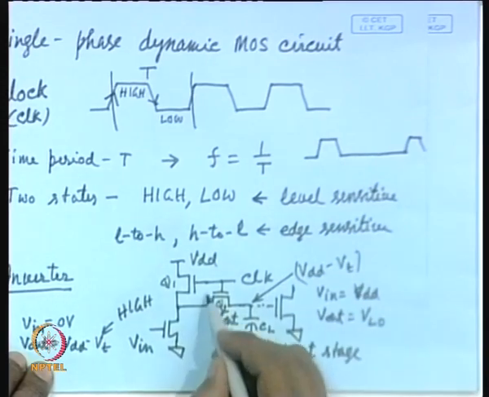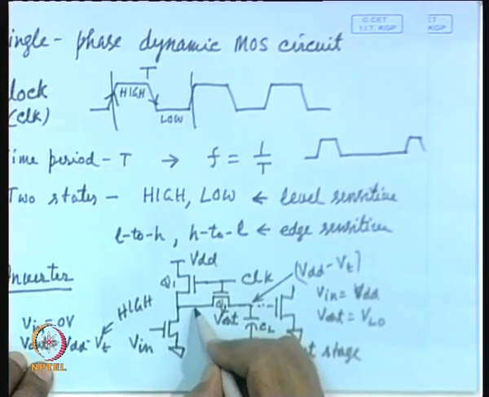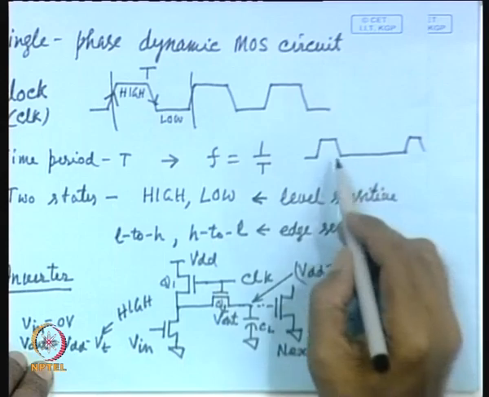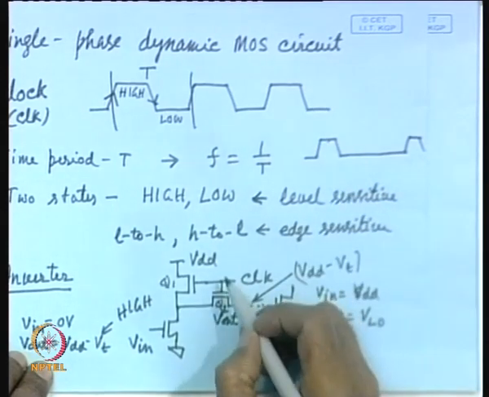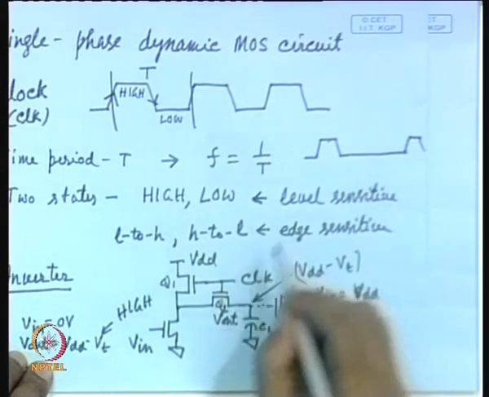Earlier, irrespective of the presence of clock, as long as output was low, there was power dissipation in static NMOS circuits. But in this particular case, only when the clock is high and the output is low, then there is static power dissipation. So, the static power dissipation is reduced to a great extent, but there is static power dissipation and it is ratioed logic, but the static power dissipation is much lower compared to your static NMOS circuits or pseudo NMOS circuits.